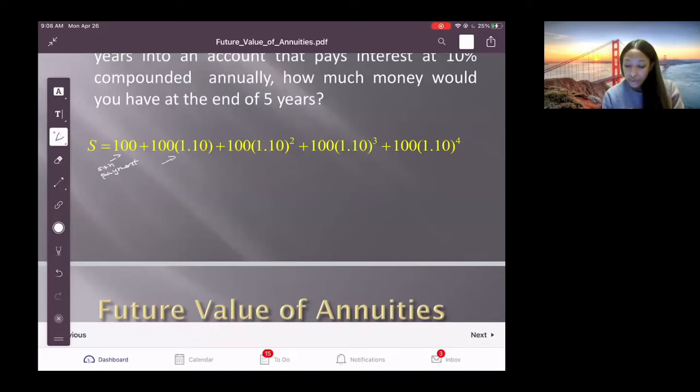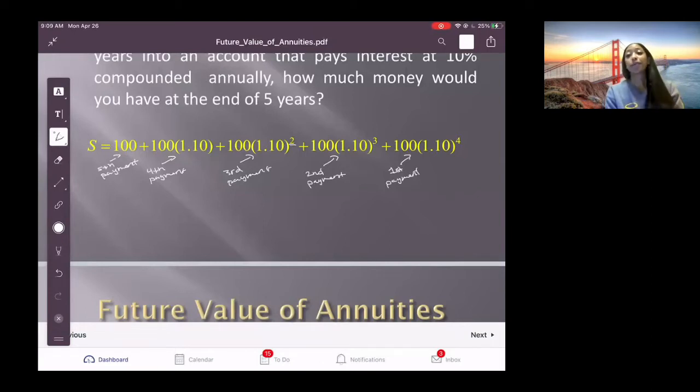The money that you've put in at the end of the 4th year has earned 10% interest, because it's been in there 1 year. So 100 times 1.10. The money from the 3rd year has now been in the account for 2 years earning interest. The money from the 2nd year has now been in the account for 3 years earning interest. And finally, the first payment that you made, the money that you put in at the end of the 1st year, sits in the account for 4 years earning interest.